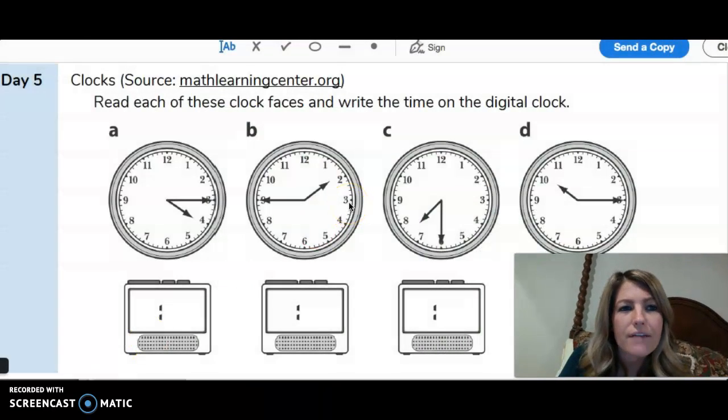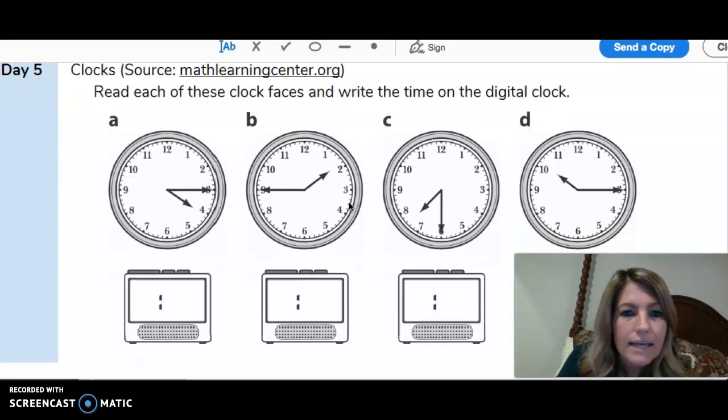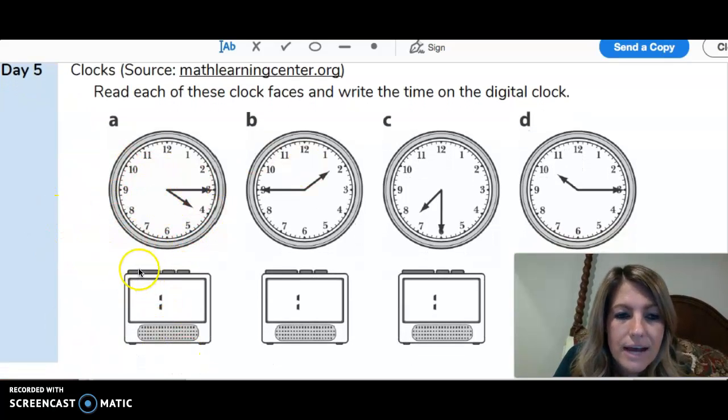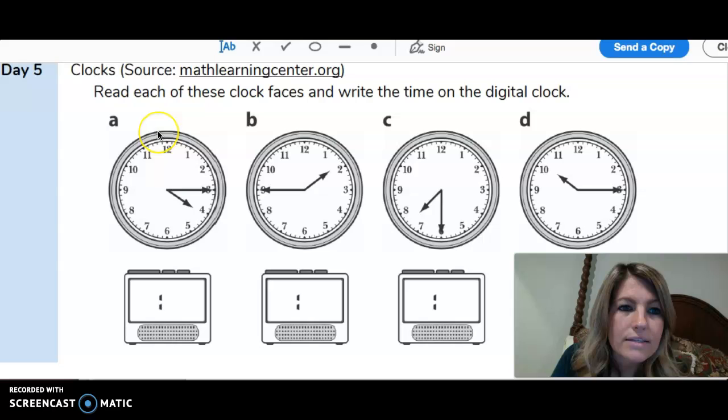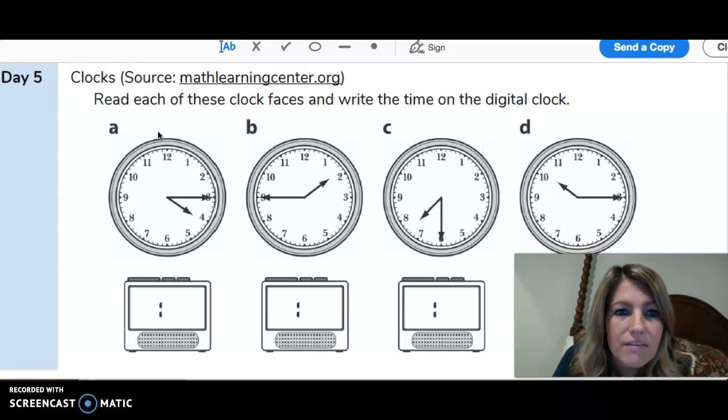Week 3, day five's packet looks like this. It has the clocks and it also has the digital clocks below. So we call these analog clocks, the big ones, and then we've got the digital clocks down below. All right, we are going to get started. So if you'd like to grab your pencil, go for it. We're on week 3, day 5.